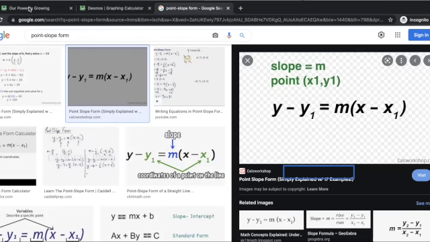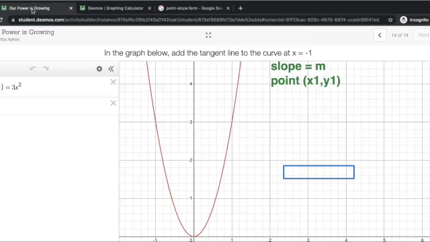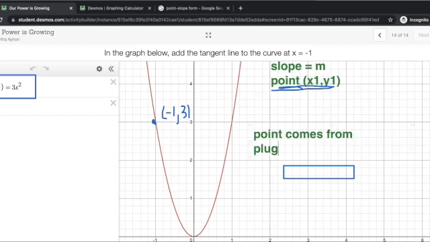So I'm going to go back to my question here that asks me to find the tangent line of the curve at x equals -1. And notice that I'm told that the function that I'm working with here is 3x squared. So I'm going to need a point, and the point I can see at x equals -1, I have y equals 3. So that is my point, x1, y1. And I get that just by plugging into the function. The point comes from plugging x equals -1 into f of x equals 3x squared. So that's the point, -1, 3.